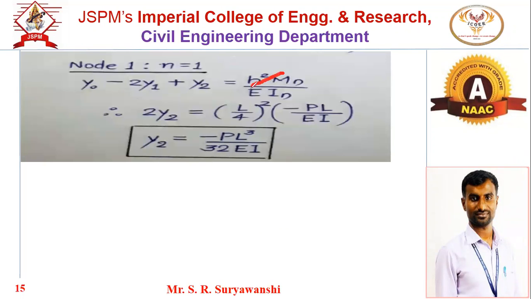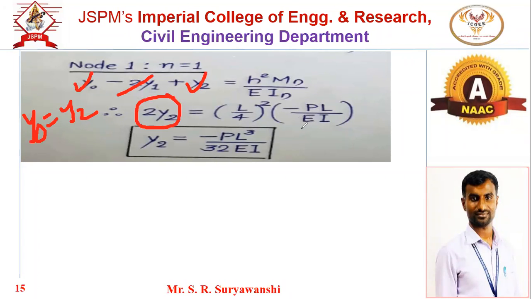So if you apply this central difference equation for node number 1, the value of M by EI will be minus PL by EI. Why minus? Because the cantilever beam BMD is negative. And that L by 4 bracket square will be h square. Now on the left-hand side, y1 is 0 due to the fixed end, and due to the symmetry y0 is equal to y2, one and the same, due to the symmetry about the fixed end. So this y2 plus this y2 becomes twice y2, and the right-hand side will be (L by 4) square times minus PL divided by EI.